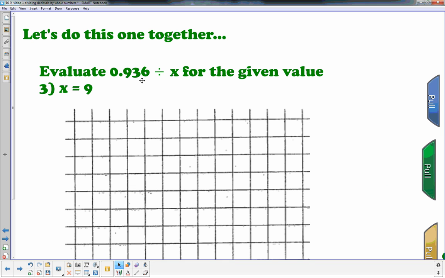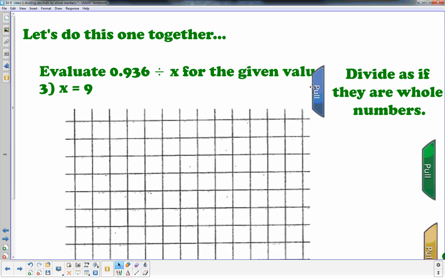All right, number 3. We're going to evaluate 936 thousandths divided by x for the given value where x equals 9. What I want you to do is set this up and divide as if they were whole numbers. Press pause, and then when you're ready to check your work, press play. All right, are you ready to check?